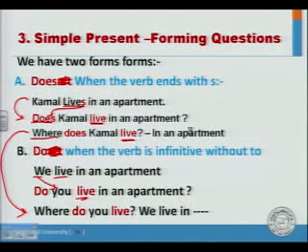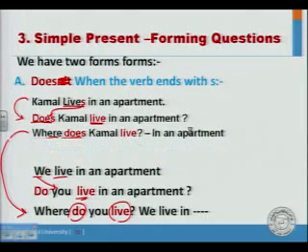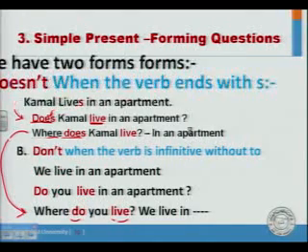Be careful: live without S. Why? Because we took the S from the verb and put it after do, and it becomes does. The same here: do you live in an apartment? Where do you live? Live, no S. So the helping verb do, we use do after where or why or when.